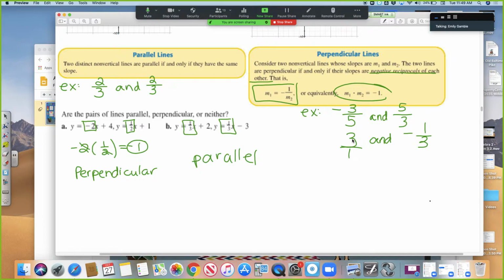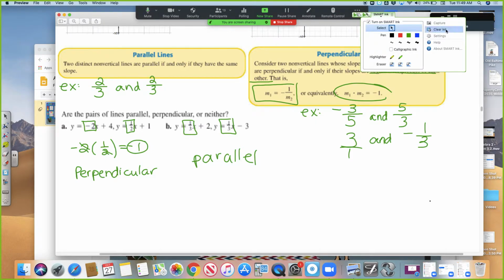Okay, any questions on that? All right, flip this over to the next page, please.